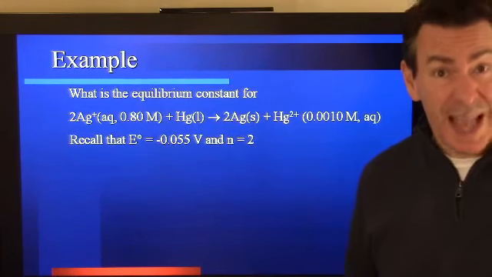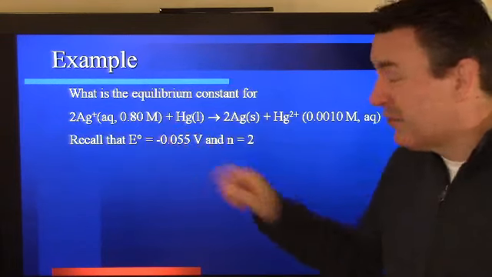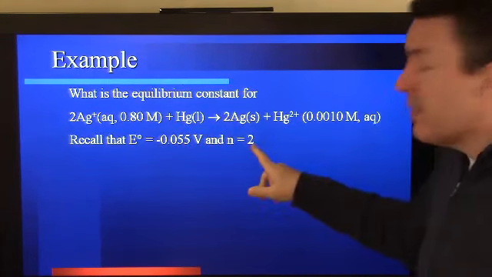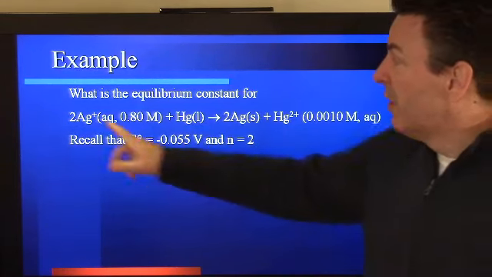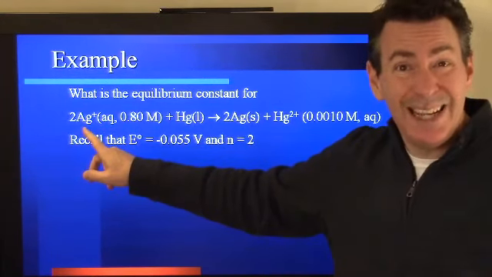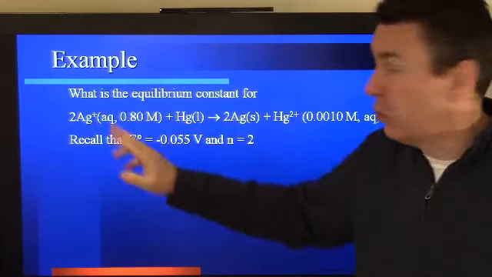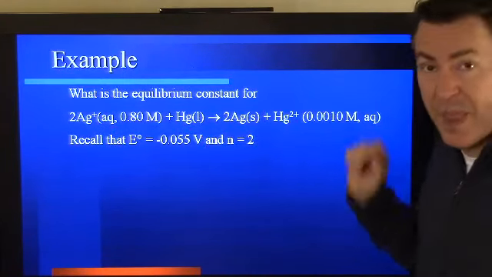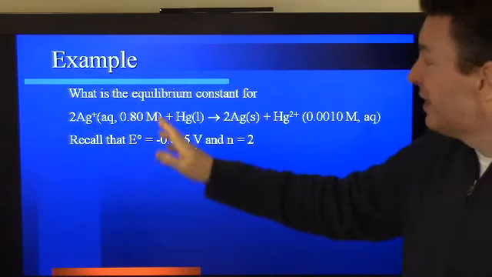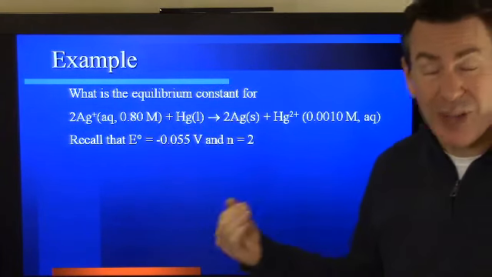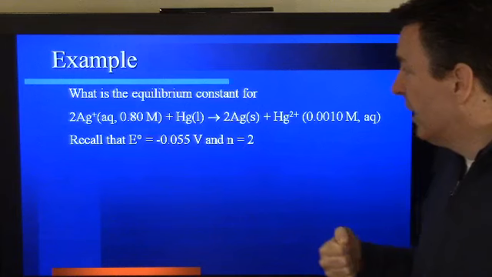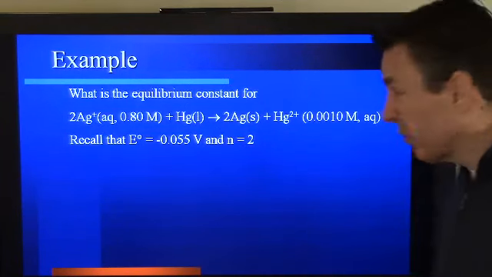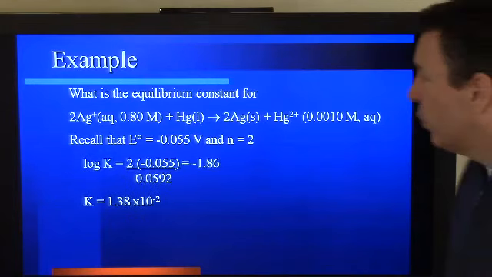Remember, this one was a reactant-favored system, so it had a negative 0.055 volts standard cell potential. And then the number of electrons transferred was 2. There's 2 silver ions, each one gaining 1 electron, so 2 electrons total being gained by the silver, and the mercury is losing 2 electrons to form that mercury plus 2. So each single mercury atom, rather, is losing 2 electrons. And so 2 is our number of electrons being transferred.